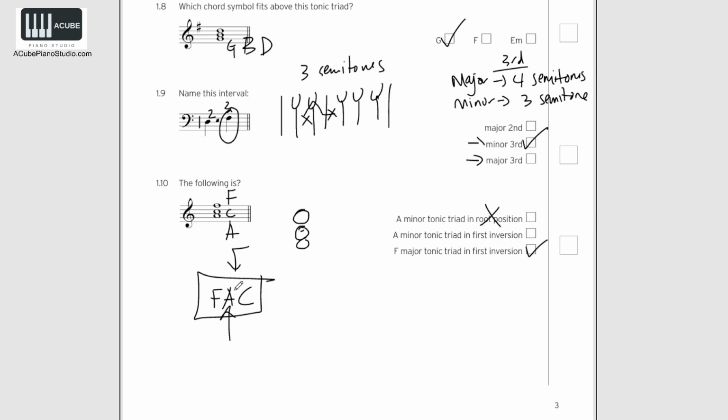Okay, so first inversion, it will start from A as the lowest note. Second inversion, it will start off with C as the lowest note. And then root position, you start off with F as the lowest note. And you have this stacked on top of each other pattern. Okay, but we don't have that. So therefore, it is not root position. It is the first inversion. All right.